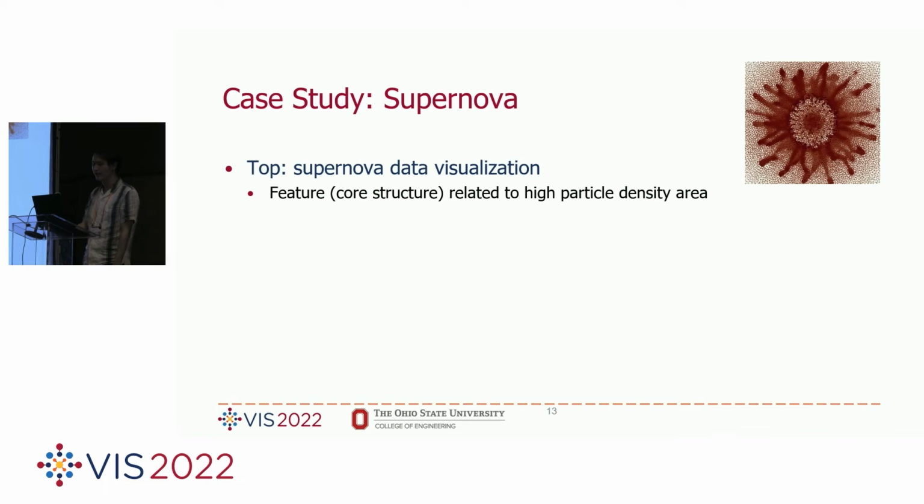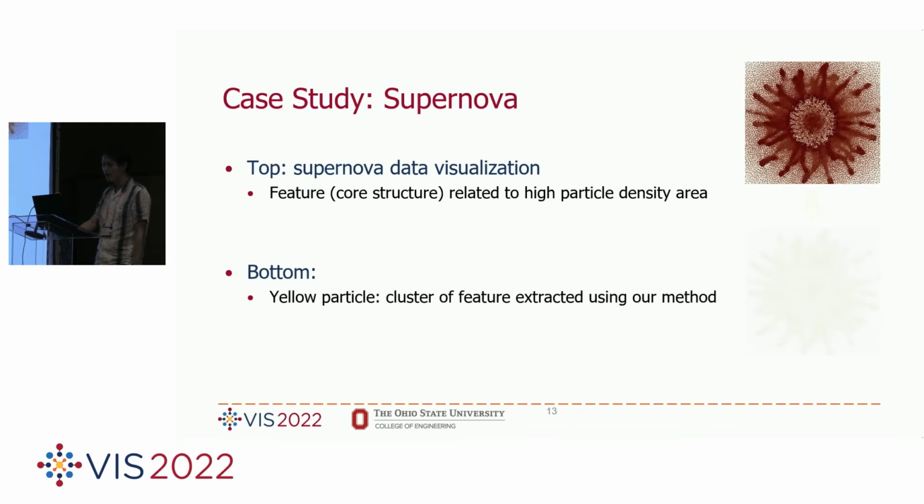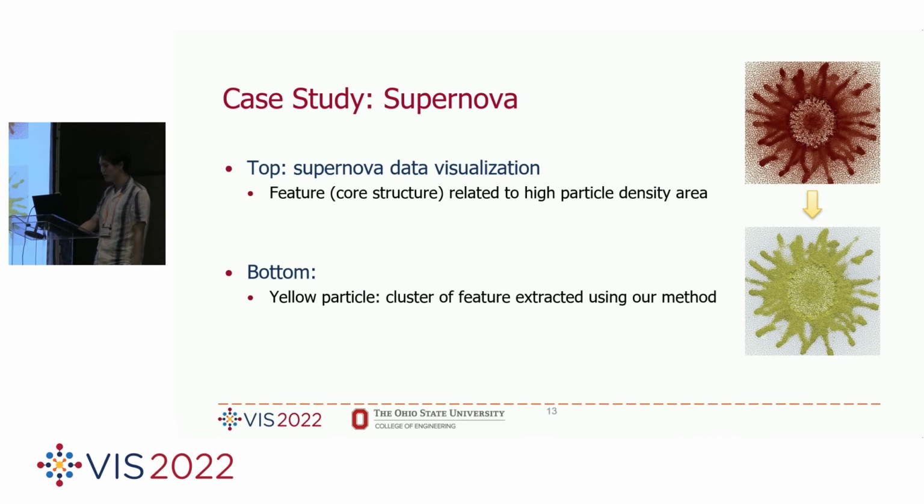We also present another case study in our method evaluation. The dataset is from one of the supernova simulations. The top figure shows the original data. We draw particles as semi-transparent spheres, so the high-density part stands out. We can see the connections between the feature and the high particle density area. And in the bottom figure, we show that these regions, the interesting feature regions, are extracted out as yellow particles using our method.